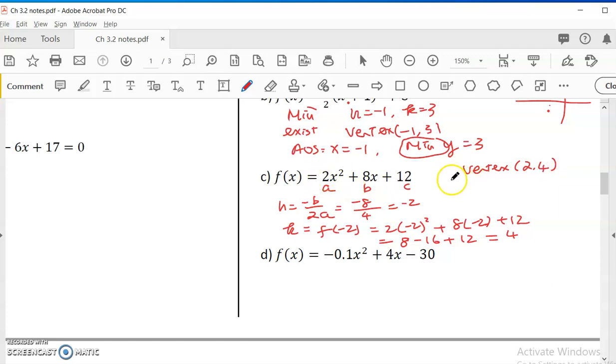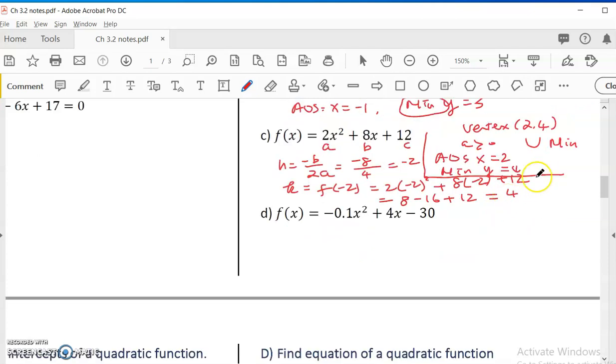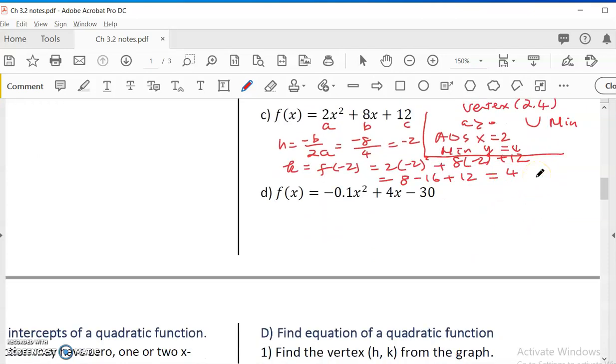A is positive, right? A is positive, so it's facing up. If it's facing up, I have a minimum, right? And also, do I know my axis of symmetry? My axis of symmetry would always pass through this negative 2, right? X equal to negative 2, and then I have a minimum y is equal to 4. So once you get the vertex, you are done with locating all the characteristics of this parabola.